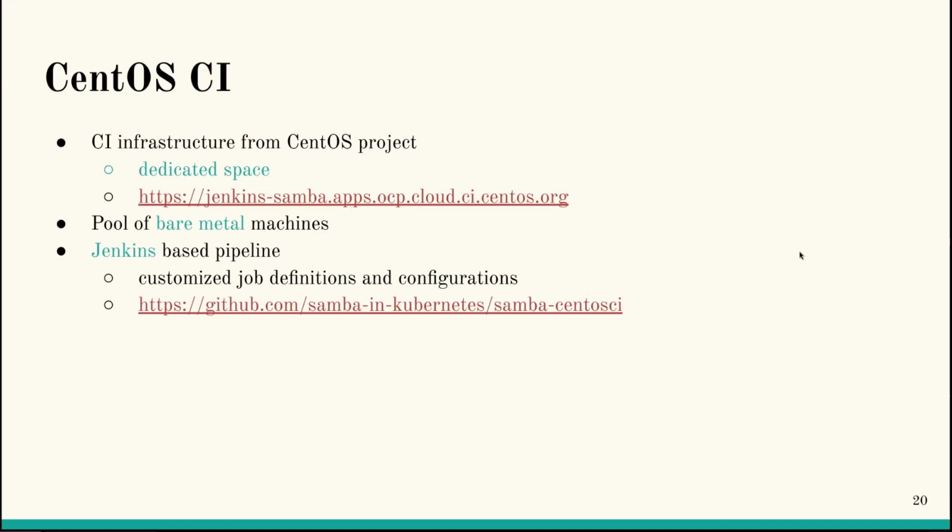All the required OpenShift configurations, the Jenkins job configurations, and whatnot, everything resides in another repository, for which the URL is given in the slide itself. It is called Samba CentOS CI, which also comes under the Samba in Kubernetes GitHub organization. You will find everything that's needed to have the job configurations set up.